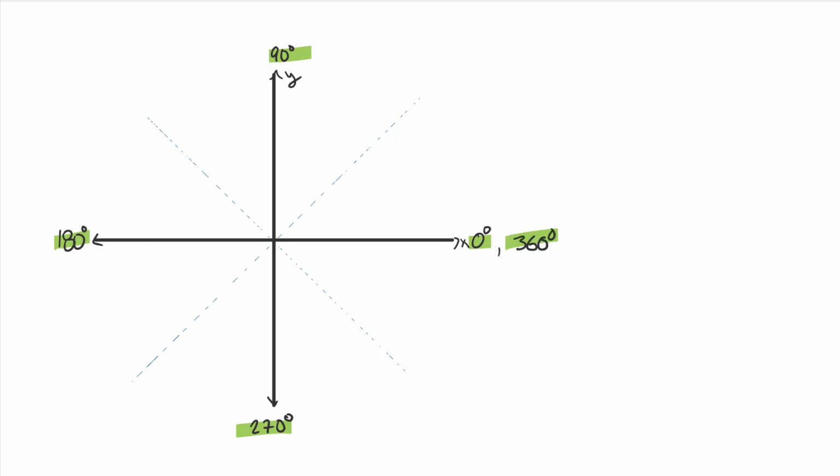Coterminal. 0 degrees and 360 are coterminal angles. They terminate in the same spot. Think about those words: they terminate, they end in the same spot. Cool. But like I said, we want to build angles here.